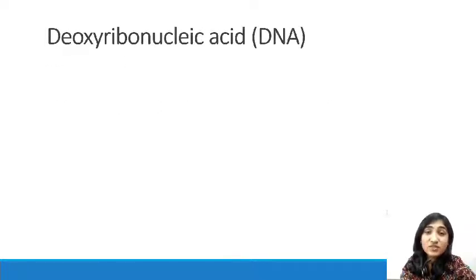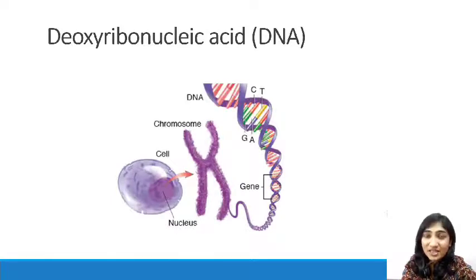As we are studying heredity, this is the very important point related to that, that is DNA. Let us see how. So first DNA, which we have studied in 9th standard. Its full form is deoxyribonucleic acid. So where does DNA exist? It exists in the cell of each and every living organism.